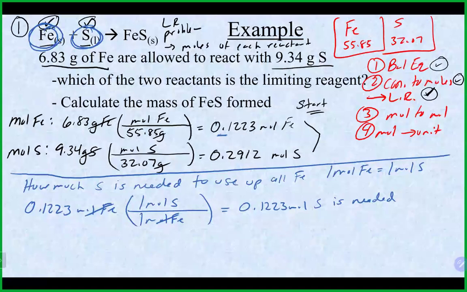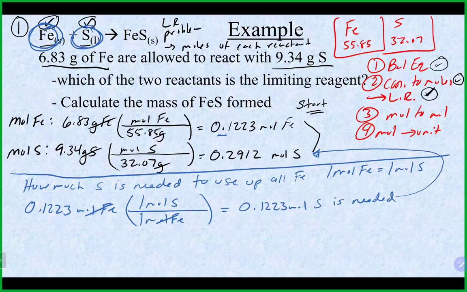Now, once I do have this number, I want to compare it to how much sulfur I am starting with. So in this case, I need 0.122 moles of sulfur. I am starting with 0.29 moles of sulfur. Do I have enough sulfur in this case? I do, right? I only need 0.12 and I have 0.29. So I have enough. And right there, when you determine that, because you have enough sulfur, that will tell you that the sulfur here is our excess reagent, and our limiting reagent in this reaction would be the iron.